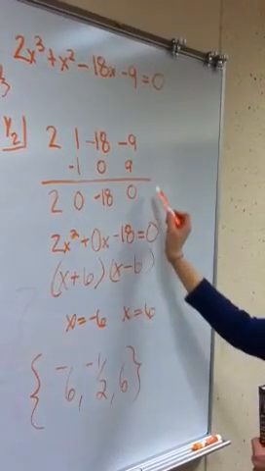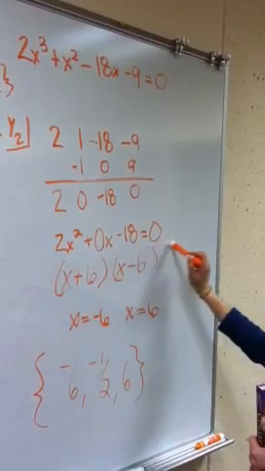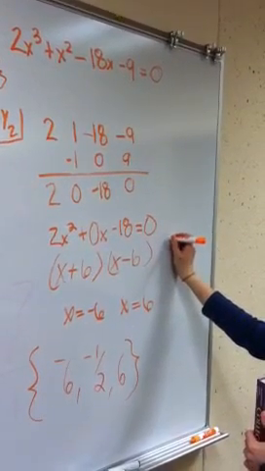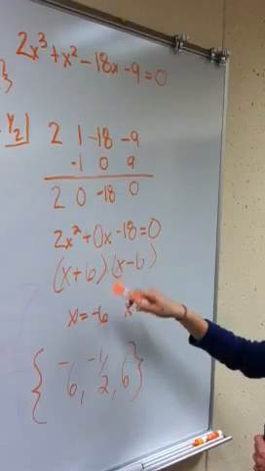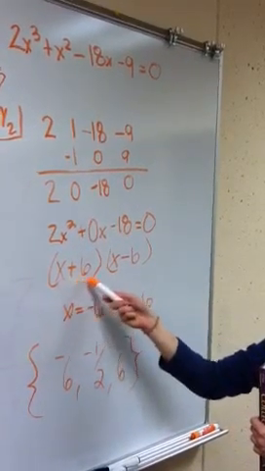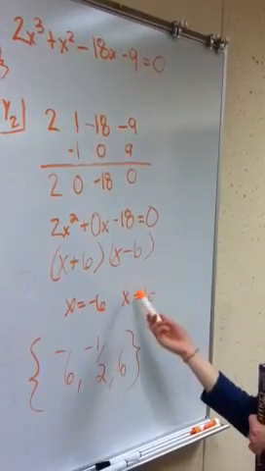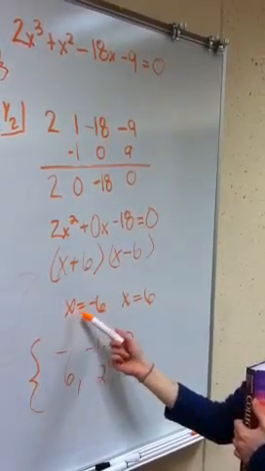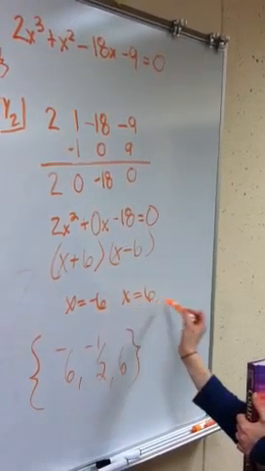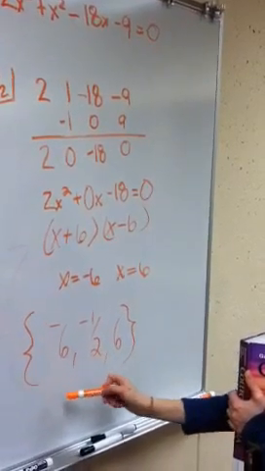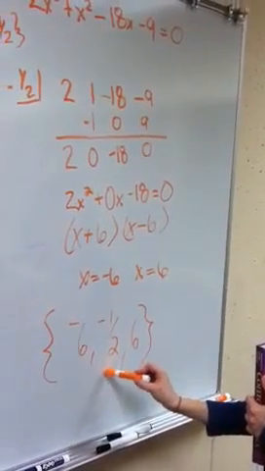So then we took that and made that into another polynomial and set it equal to 0, and then I factored it. So you get x plus 6 and x minus 6. So then you set those equal to 0, and you get x equals -6 and x equals 6. So my complete solution set then is -6, -1/2, and 6.